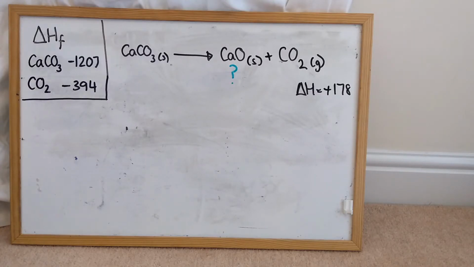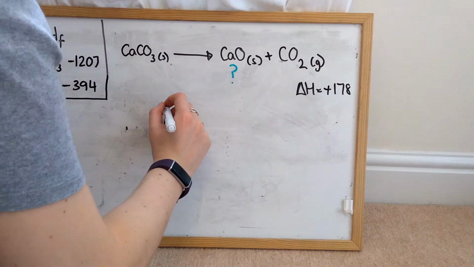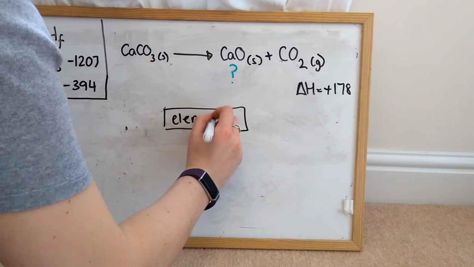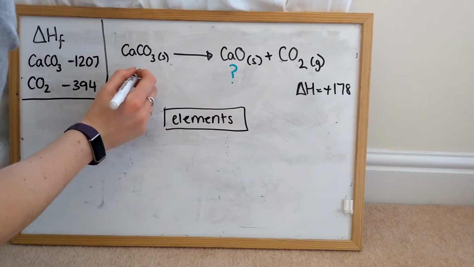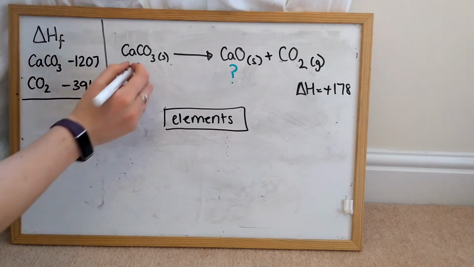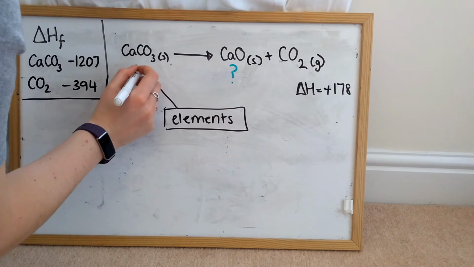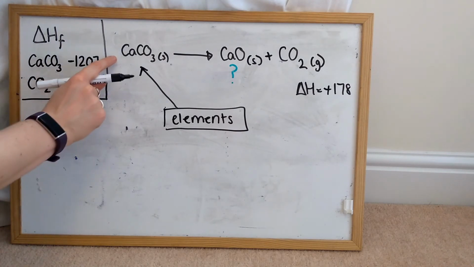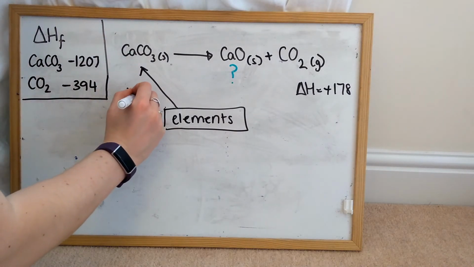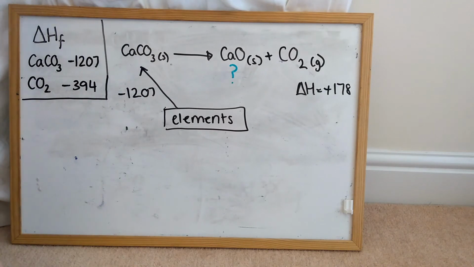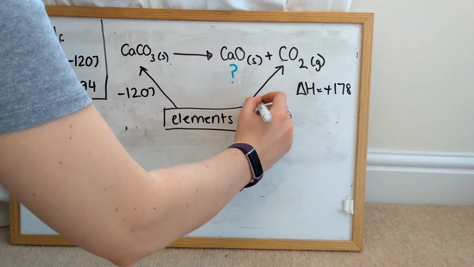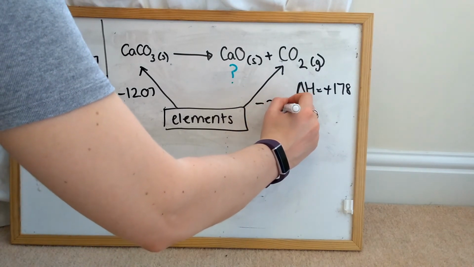We can start by drawing our Hess's cycle. Again, I just add a box for the elements. I can add in some of my enthalpy change of formation data. Calcium carbonate has an enthalpy change of formation of minus 1,207 kilojoules per mole, and there's only 1 mole. Carbon dioxide has an enthalpy change of formation of minus 394, and again there's only 1 mole.